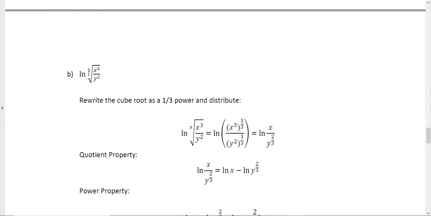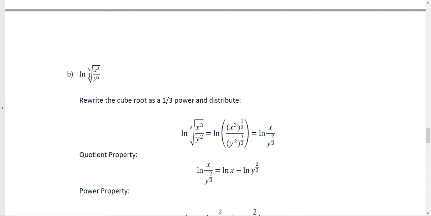So in the natural log of the cube root of x cubed over y squared, for my first step, I'm going to rewrite the cube root as the 1/3 power and distribute. Notice that 1/3 power only goes to the things on the inside of the log, only on the argument. So x cubed to the 1/3 power, a power raised to a power, we multiply. 3 times 1/3 is 1. A power raised to a power for our denominator as well. Y squared to the 1/3 becomes y to the 2/3.